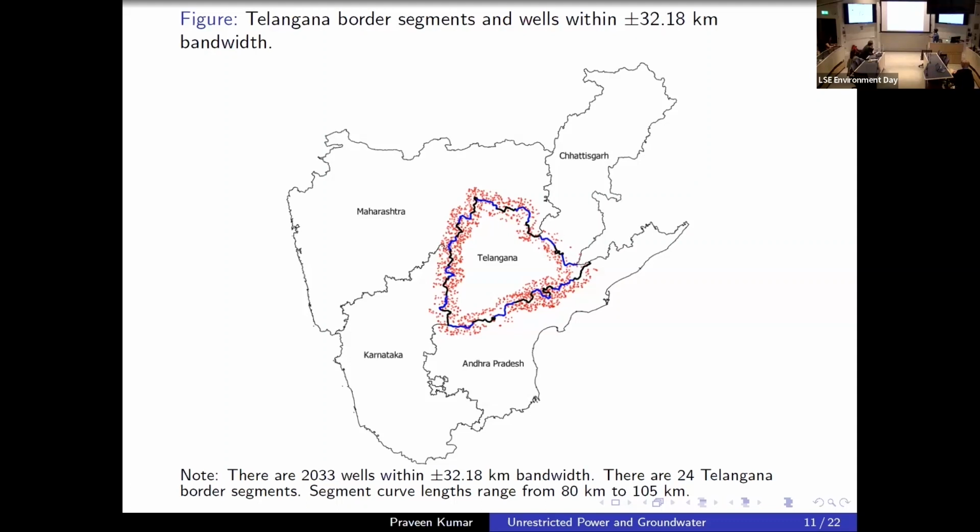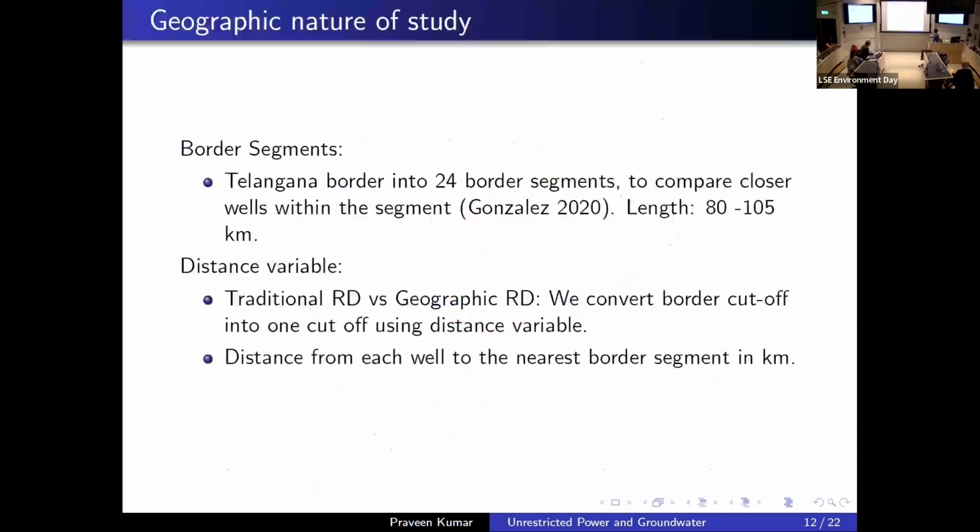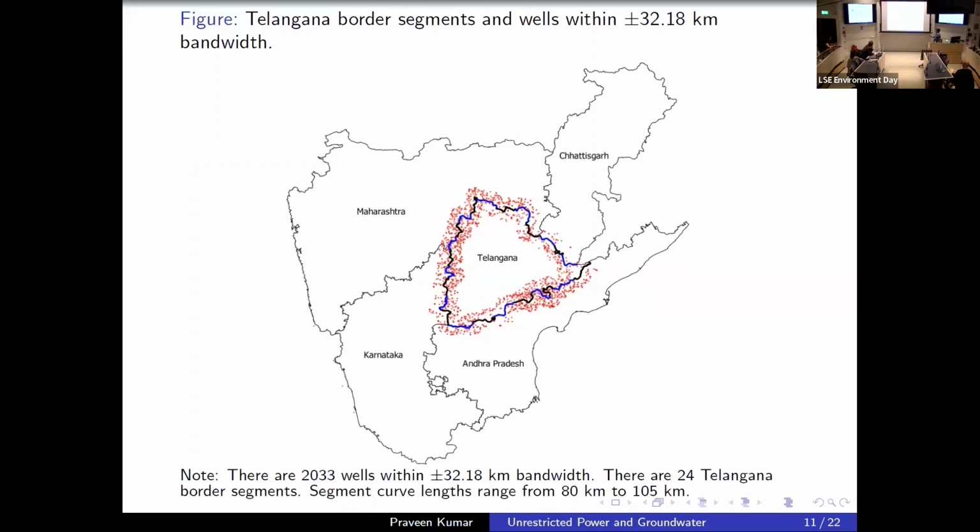I talked about border segments, now about the distance variable. In traditional regression discontinuity, we have only one dimension variable, and one point acts as the cutoff. But here you see there are multiple cutoffs. Multiple points act as the cutoff. So what we do is calculate the distance from each well to the nearest border segment. This distance variable is positive for Telangana wells, from here to here, and negative for non-Telangana wells, from the non-Telangana state to the nearest border segment. And then 0 acts as my cutoff.